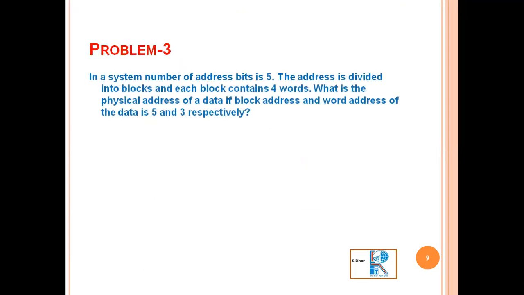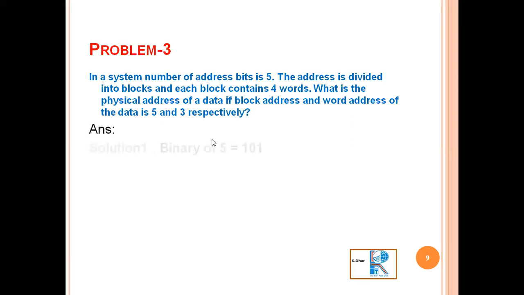Again, I'll show another problem. This is the last problem. In a system, the number of address bits is 5. The address is divided into blocks, and each block contains 4 words. What is the physical address of a data if the block address and word address of the data are 5 and 3 respectively? Here, that's the reverse of the previous question. Here, we have to find the physical address given the block address and the word address. In the previous case, from the physical address we found the block address and word address. Here, from the block address and the word address we have to find the physical address.